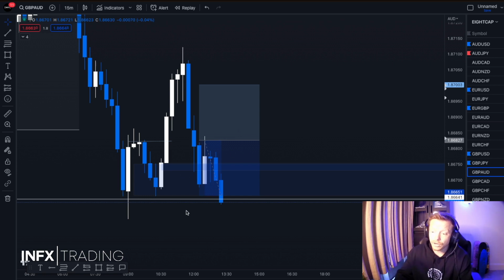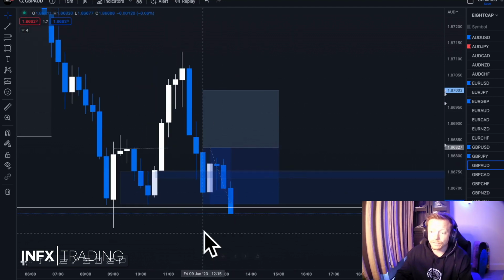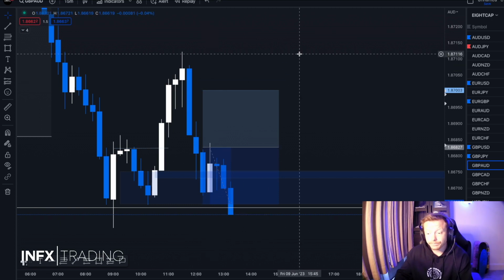This demand zone didn't want to hold up. It was looking like a nice setup, but yeah, volume didn't want to come in, and we still obviously got some visiting to do to the downside, which is just sometimes how it goes.